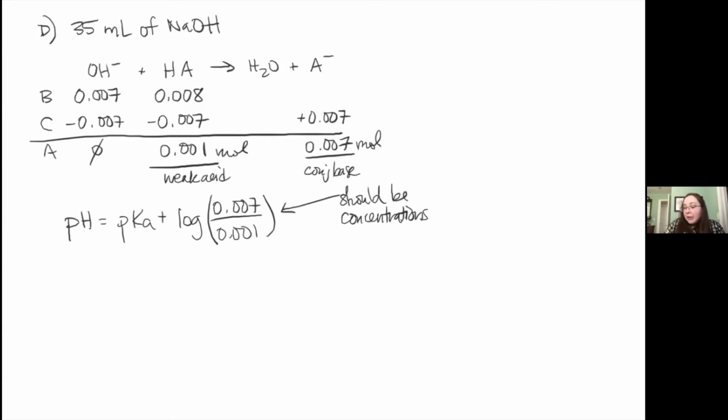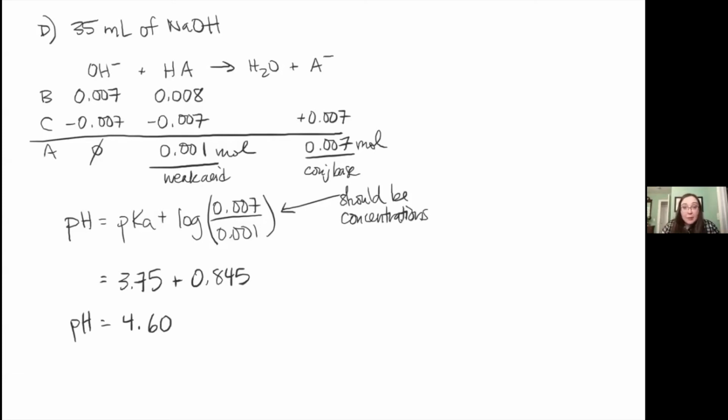Okay, so our pKa was 3.75. And then we're going to have the log of 7, which is 0.845. And we get 4.60. So that is our pH after we have added 35 milliliters of NaOH.